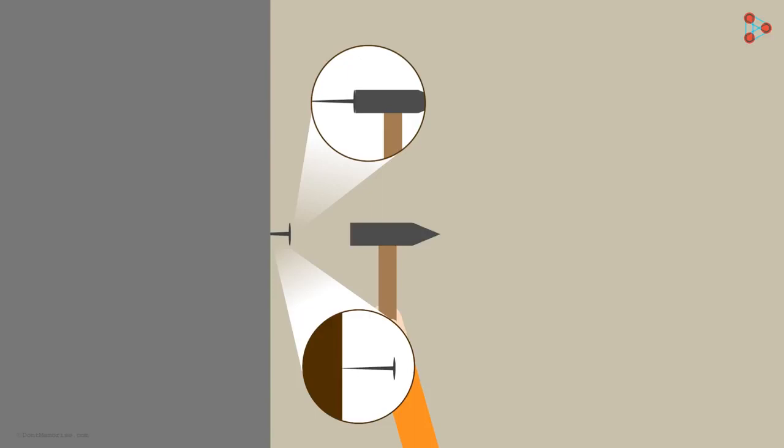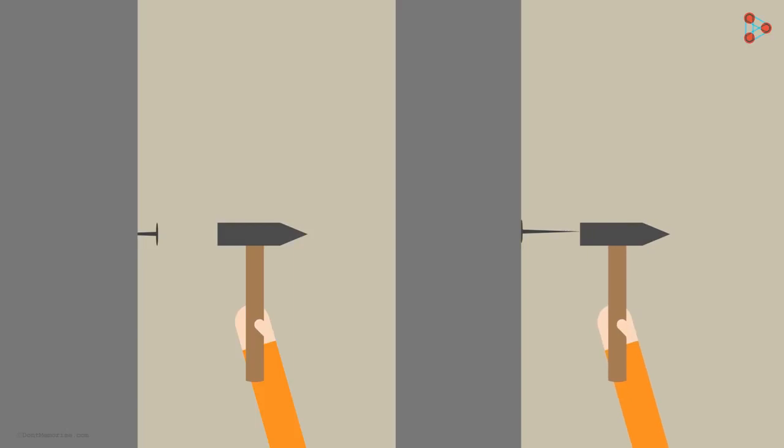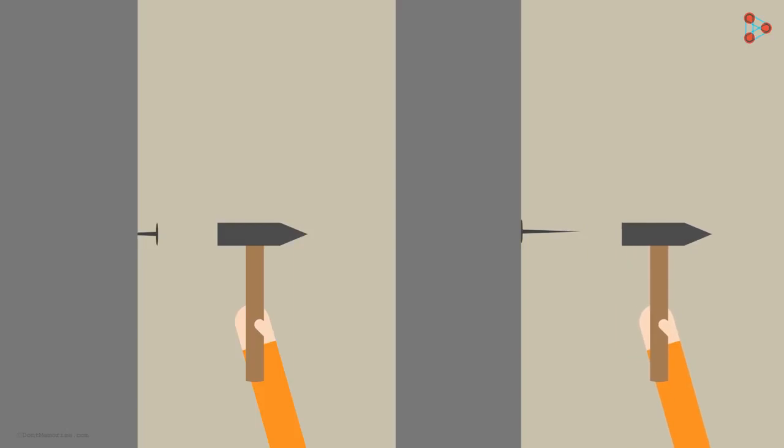Now let me ask you an interesting question. What will happen if you hammer the pointed side and try to pierce the flat side of the nail? You will find it difficult to push the flat face of the nail through the wall even if you apply more force than you did in the first case. What is the reason for this?